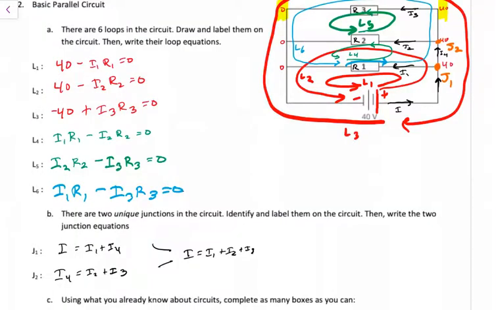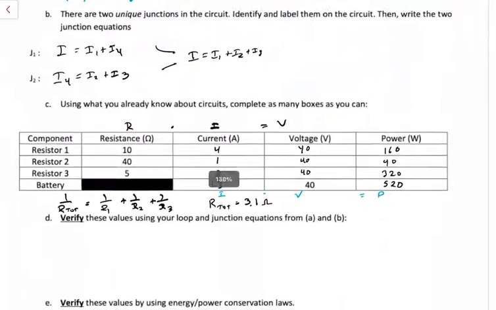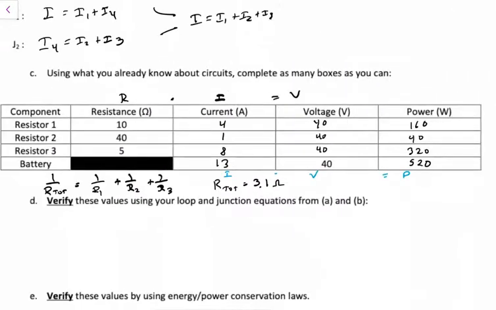Okay, using what we know, we should have ended up with these values. Since we had a resistance of 3.1, 40 divided by 3.1 becomes 13. We also know that the voltage is constant across each branch, and so it's 40. And so if we do 40 divided by 10, we get 4 amps. 40 divided by 40, 1 amp. 40 divided by 5 is 8 amps, and we get this power.